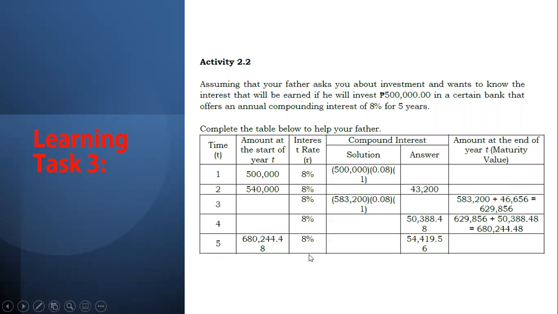Okay? So yung maturity value, di ba may formula tayo kanina, yung future value na F equals P times the quantity 1 plus R raised to T. So sa pamamagitan po ng formula lang yun, ipapakita ninyo sa solution dito, and then yung naging sagot ninyo doon, yun ang ilalagay ninyo dito sa table. Nagkakaintindihan po?